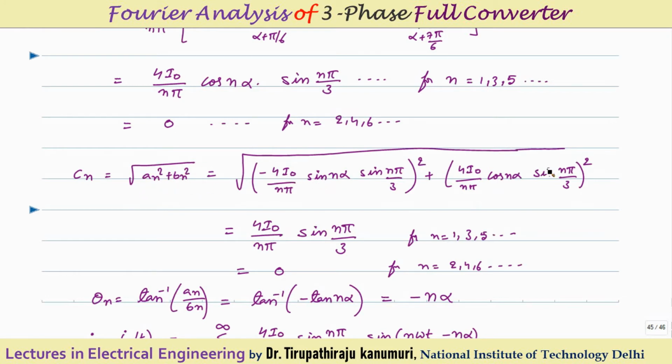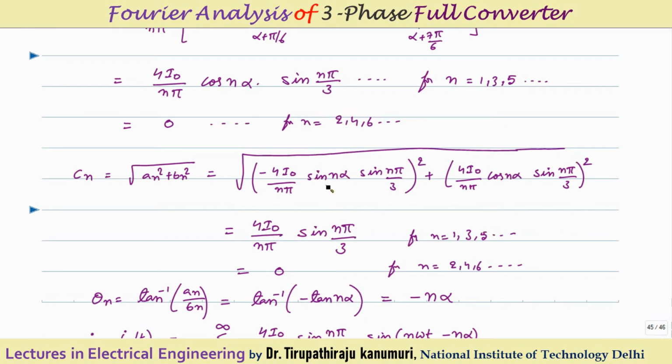I have substituted the terms. Here you can see 4 times I naught by n pi is a constant term, and sin n alpha is also a constant term, and this is sin n pi by 3. So this is also a constant term. So here the only variable is sin n alpha and cos n alpha, right?